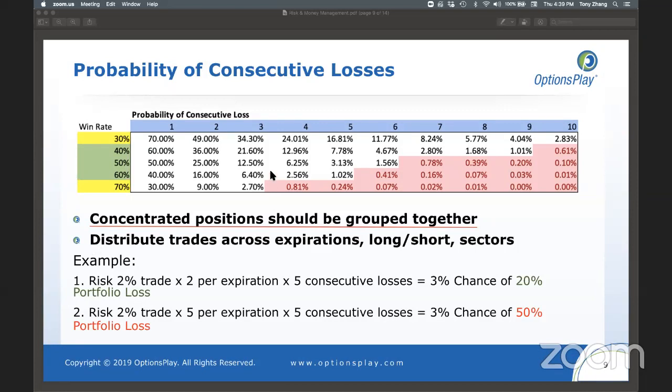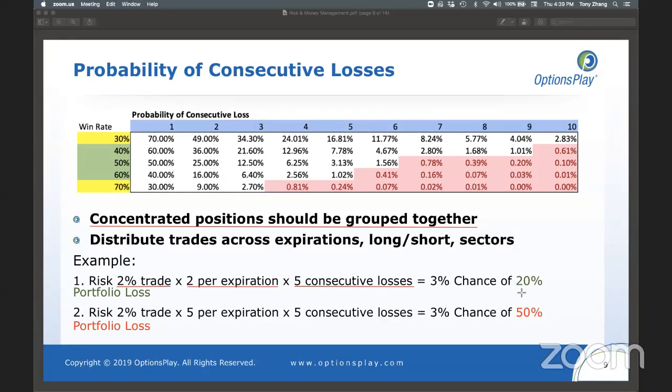So to think about your portfolio loss, we actually not only have to think about how much money we have at risk per trade, but also what concentration we have on each expiration cycle. So if, let's say, you have 2 long trades that are expiring on the same day, then instead of just having 2% of your account per trade, you have to multiply it by the number of trades that you have per expiration by the number of consecutive losses. So before we talked about a 3% chance of having a 10% loss. If you have 2 trades per expiration, you have a 3% chance of a 20% loss.